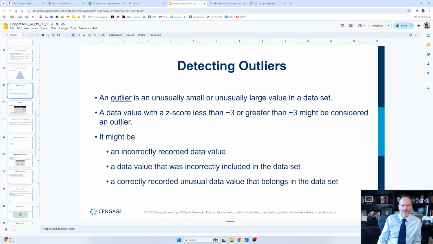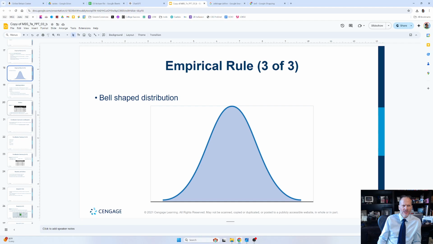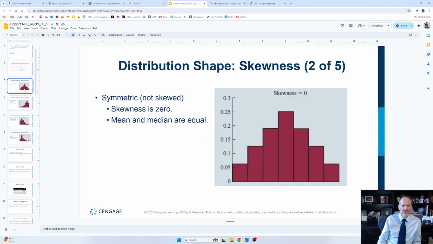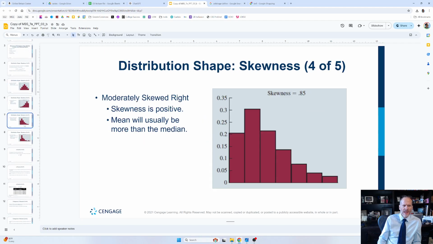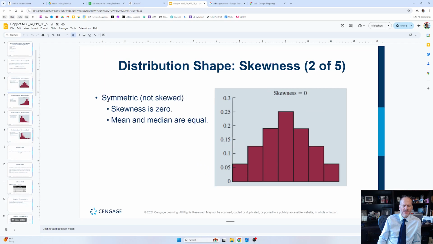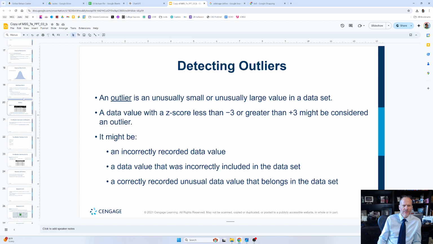So now we're going to talk about detecting outliers, and then after that we'll talk a little bit about skewness, since we just talked about the normal distribution. In the video after this we'll look a little bit at skewness. But first we're going to talk about outliers, because we're talking about z-scores.